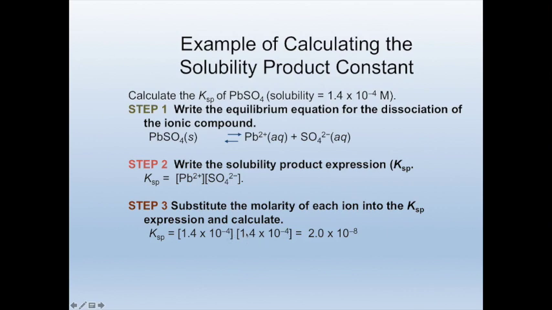If the solubility is 1.4 times 10 to the minus 4, and the dissociation produces 1 mole of each ion, then the concentration of each one of them is 1.4 times 10 to the minus 4 molar. You multiply those two together, and it's 1.4 times 10 to the minus 8 for the solubility product constant.